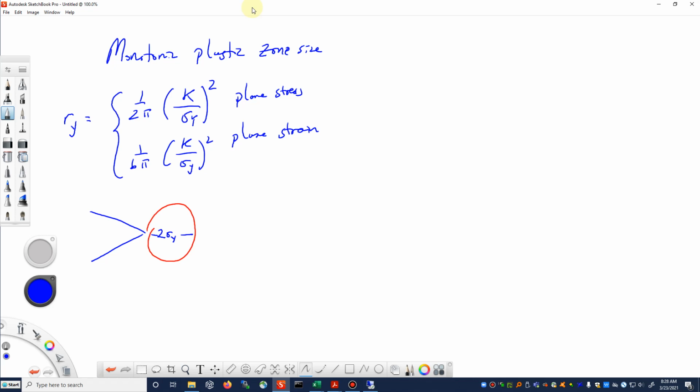For plane stress situations, we have a larger plastic zone size, 1 over 2 pi (K over sigma y) squared. Again, this is an approximate formula. Don't take this completely seriously, but it gives you a good idea or feel for what's going on. And for plane strain, we have 1 over 6 pi (K over sigma y) squared.